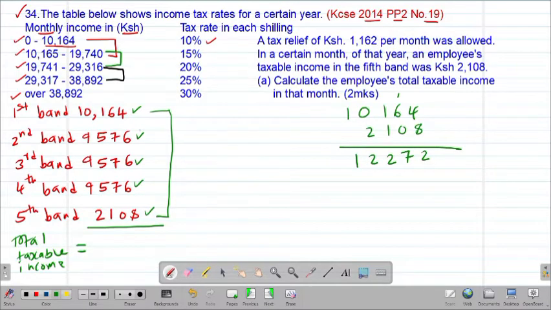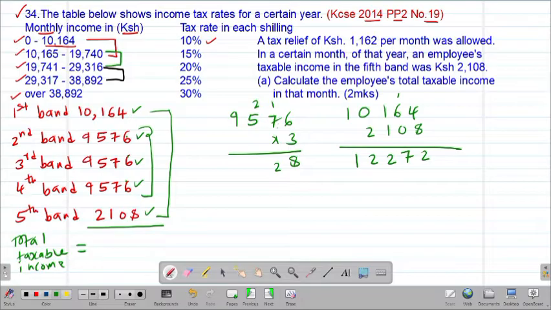Then from there, I'll multiply this one by, so we are having 1, 2, 3. So I'll take 9,576 multiplied by 3. So this is 18, carry 1. This is 21, 22, carry 2.